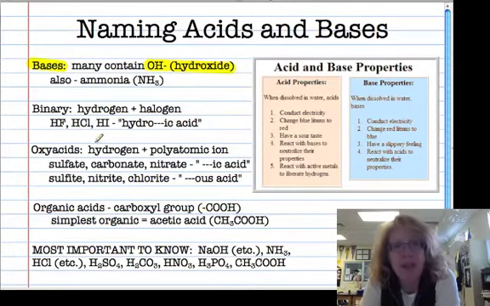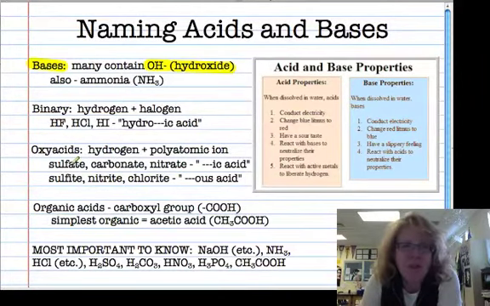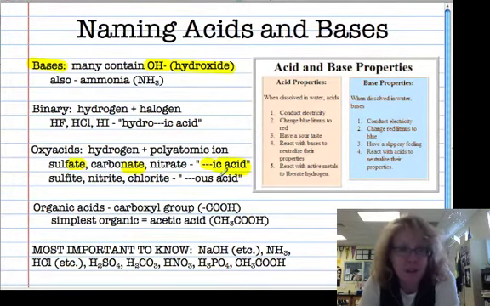Oxyacids are the kinds that have some sort of a polyatomic ion, like hydrogen and sulfate, hydrogen and nitrate, hydrogen and phosphate, etc. If they're the ate forms, remember that the ending is changed to ic acid. So if it was hydrogen sulfate, it would be called sulfuric acid. Hydrogen carbonate would be called carbonic acid.